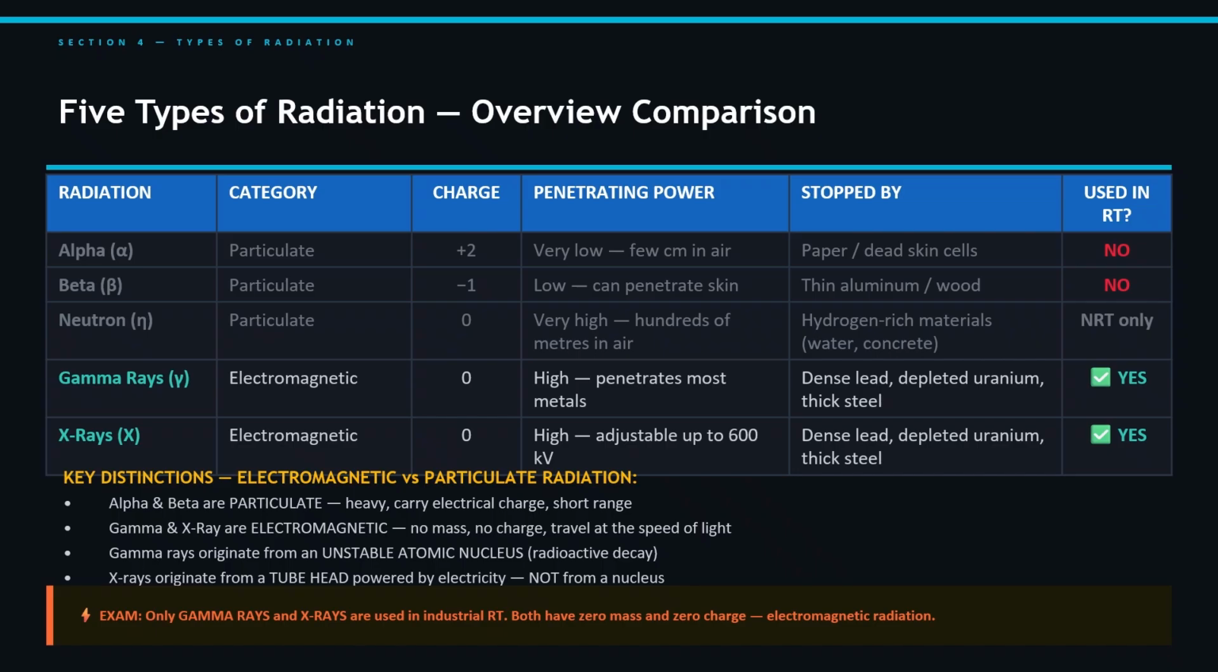That distinction is extremely important. The radiation may behave similarly when interacting with matter, but the source mechanism is completely different. As we continue, we will examine each radiation type and then return specifically to gamma and X-ray radiation because these are the 2 foundations of conventional RT.